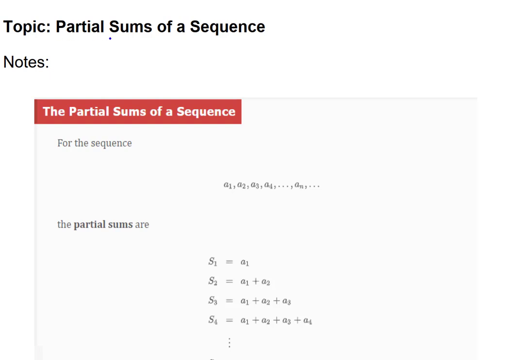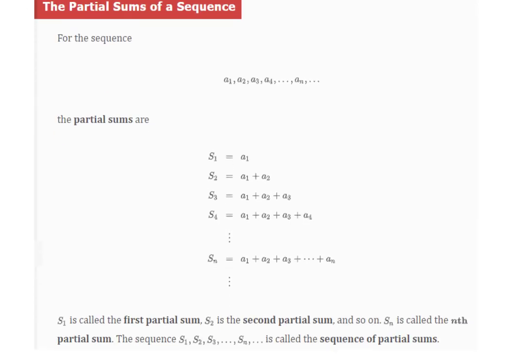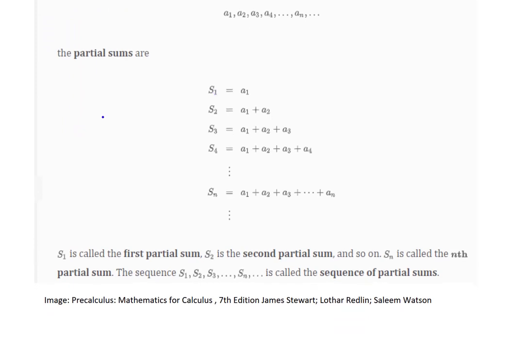This video is about partial sums of a sequence. For our note, let's start by defining this in the following way. For a sequence defined with the subscript notation, so like a sub 1, a sub 2, a sub 3, and so on, the partial sums are as follows. We could say that s sub 1, so now notice we're using a capital S with some kind of subscript, and so s sub 1 would be the sum of the first term.